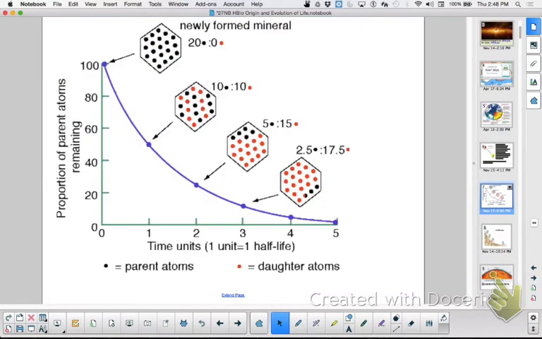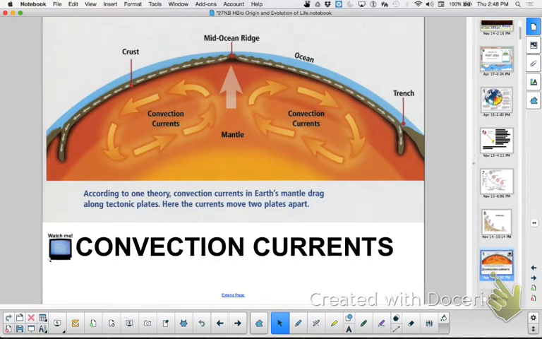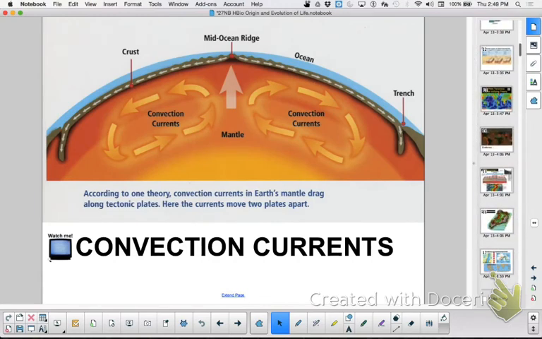We'll talk about this later when we talk about the age of fossils, but you can look at rock layers as well, and by the percentage of an isotope that you have, you can tell how old it is. That would be absolute dating or carbon dating. And here again is a little bit more on plate tectonics.